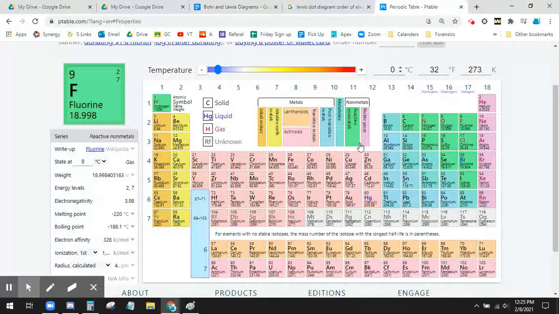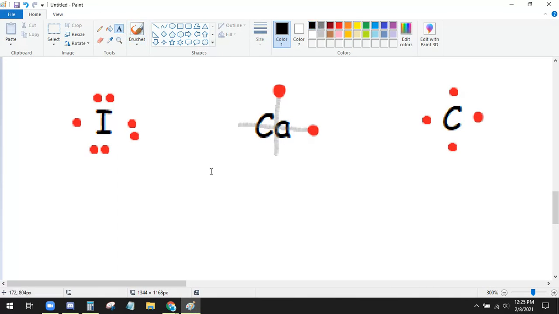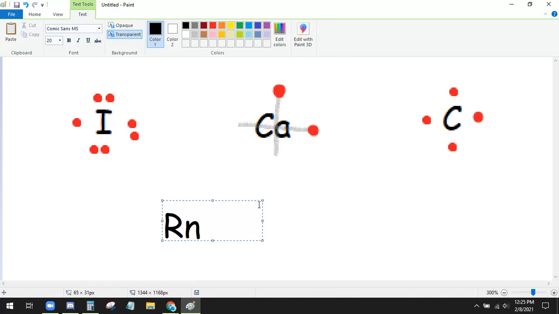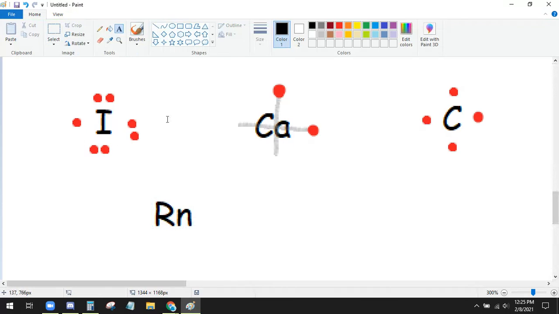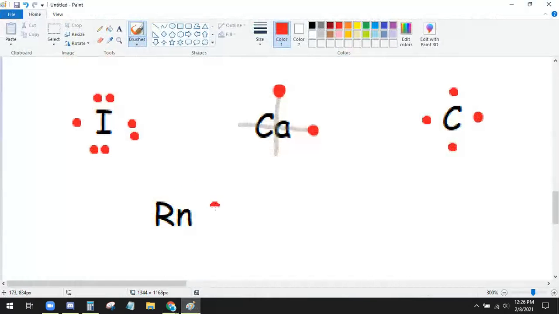Let's do one last one. Let's do one over here. Let's do radon. Okay, radon over here. It is Rn. It is in row 8 or column 18, which means it has 8 valence electrons. So we go back there and we start at the top, going around in clockwise order. 1, 2, 3, 4, 5, 6, 7, 8.